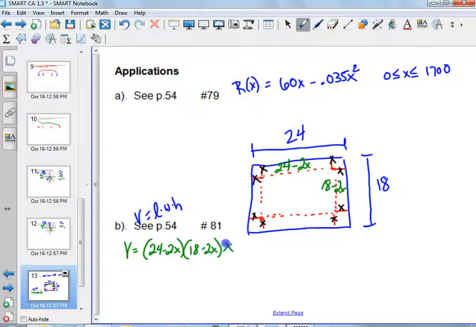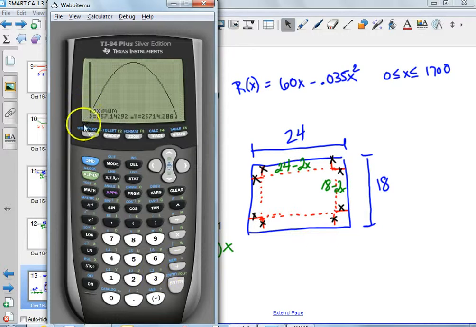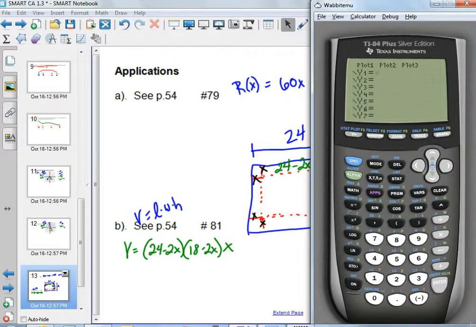Now don't bother doing any more algebra because your calculator can totally handle this. Let's go to y equals, let's get it programmed in, and leave it exactly in the form it is given right now. 24 minus 2x, and then times 18 minus 2x. There was a day when we had to solve this by hand, and it was not a good day. But now we're going to use our technology, because that's the world we live in, and that's awesome.